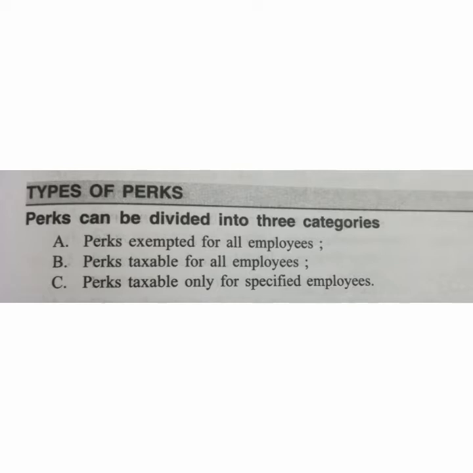So today we'll discuss the different types of perks. Perks are of three different types, they fall in three categories. The first category is the perk which is not taxable, the second is which is taxable, and the third is which is taxable for some employees and not taxable for some employees. One more time I'll repeat. A is not taxable, exempted. B is taxable, and C is taxable for some and not taxable for others. So today we'll discuss only A, that is perks which are exempted.